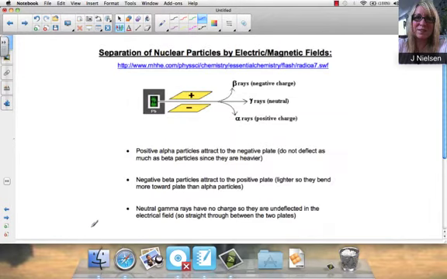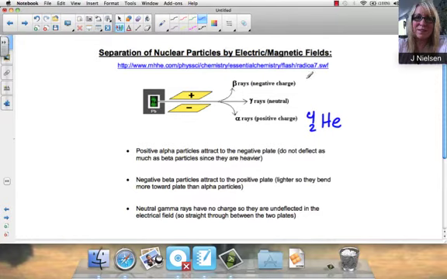So let's talk about the different particles and what happens in the presence of an electric or magnetic field. If I have a magnetic field, alpha particles would be attracted to the negative plate. They are not deflected as much as beta particles since they are heavier. So remember, alpha particles are really a helium nucleus, 4,2He. So the mass is 4. It's got a heavy mass, so that's why they're not deflected as much. And they have a charge of positive 2. So the alpha particles are going to be attracted toward the negative plate because opposites attract.